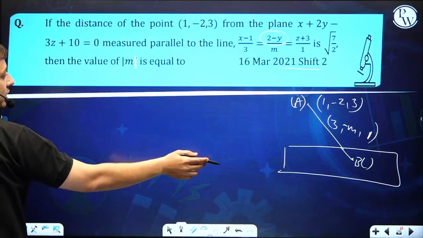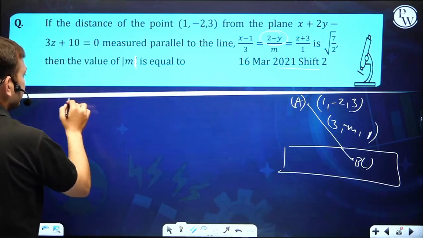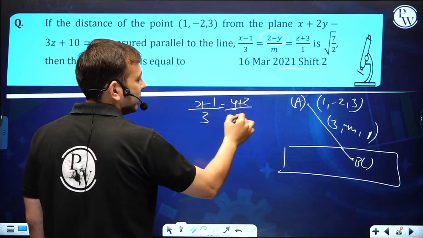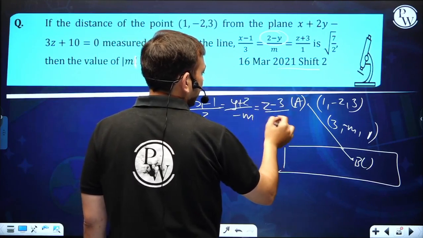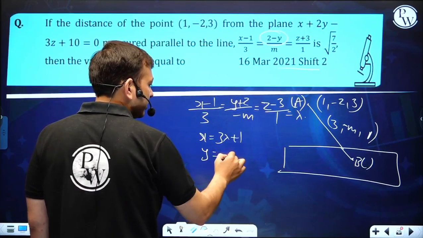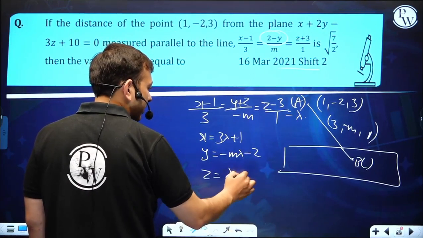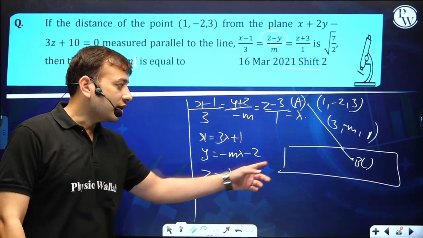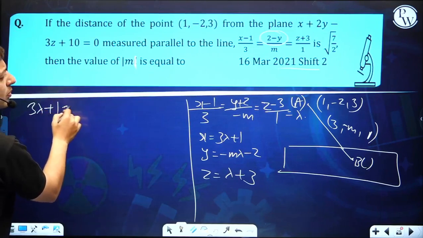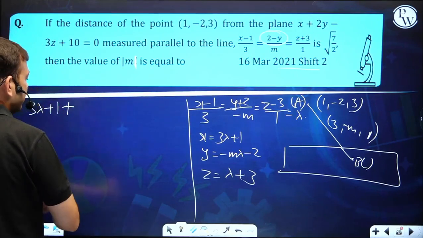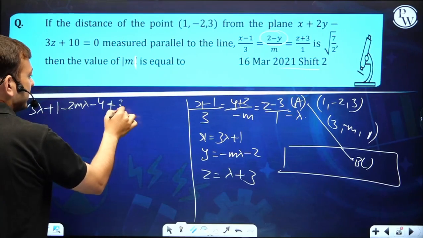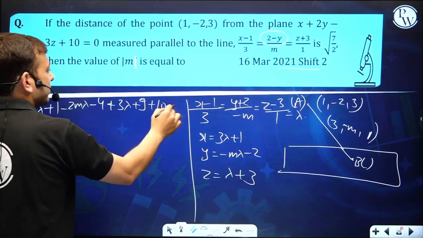What we can do is, first of all, the coordinates of B will be any point on this line. This is (x minus 1) by 3, (y plus 2) by minus m, (z minus 3) by 1. Let it be lambda. So x is equal to 3 lambda plus 1, y is equal to minus m lambda minus 2, z is equal to lambda plus 3. So these are the coordinates, and they will satisfy the equation of the plane. Substitute in it: x is 3 lambda plus 1, then plus 2y, so that will be minus 2m lambda minus 4, then plus 3 lambda plus 3, threes are 9, plus 10 equals 0.